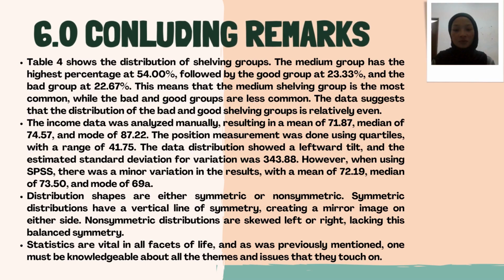Concluding remarks. In the description of the shelving group, the medium group has the highest percentage at 54%, followed by the good group at 23.33% and the bad group at 22.67%. This means that the medium shelving group is the most common, while the bad and good groups are less common.